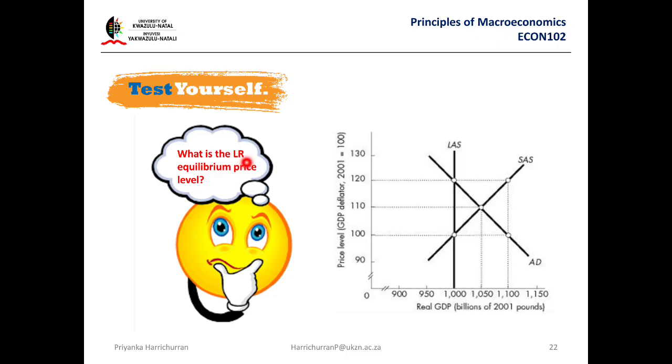What is the long run equilibrium price? The long run equilibrium price is a price which we want to get to on the long run aggregate supply. So this is where the long run aggregate supply is equal to the aggregate demand. There's the aggregate demand, so this dot is here.